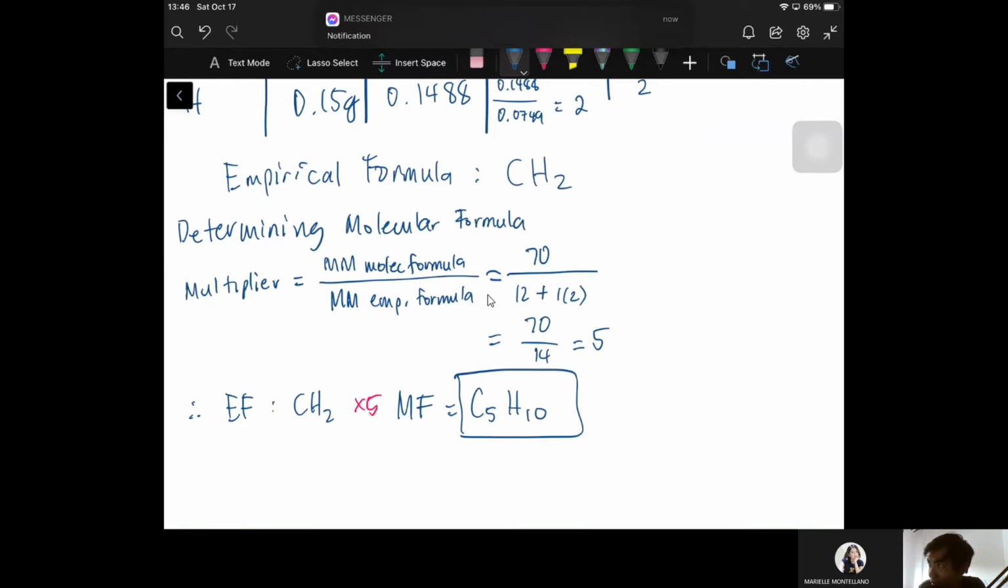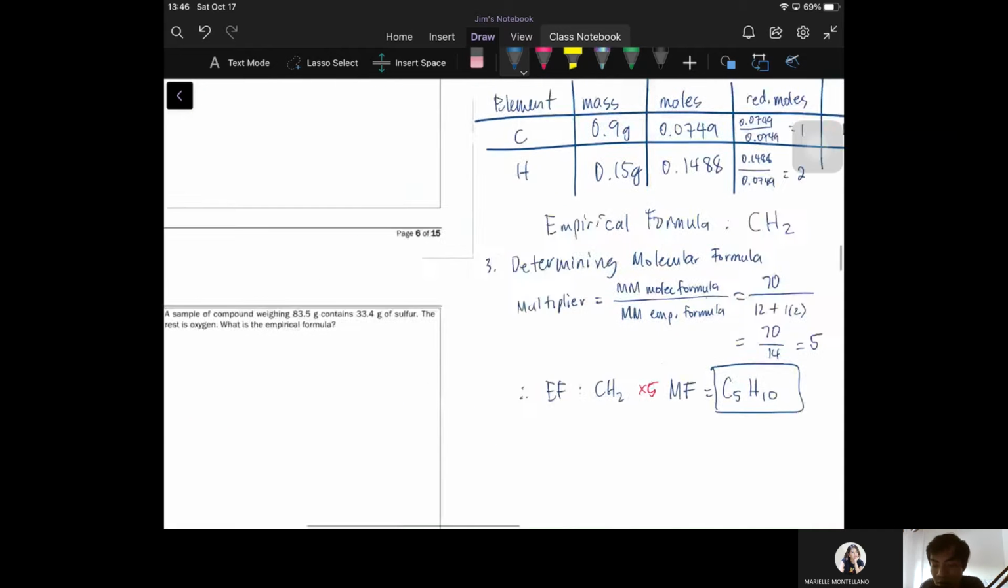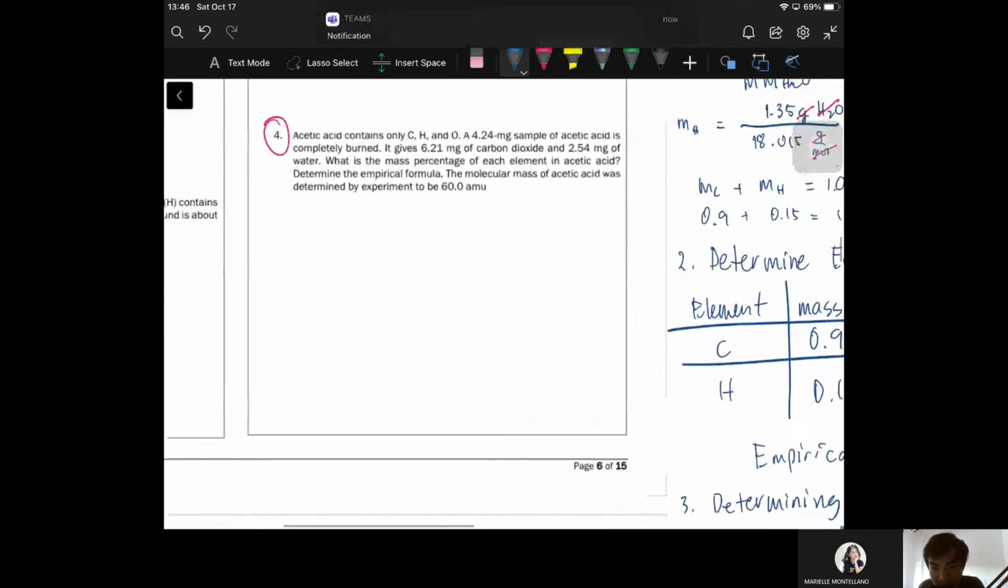So, yan. Then, since may multiplier ka na, to get the molecular formula, i-multiply mo lang yun sa subscript. So, this 1 times 5 magiging 5. 2 times 5 magiging 10. So, this is your molecular formula. Okay? So, ganun lang. So, I will do another problem.